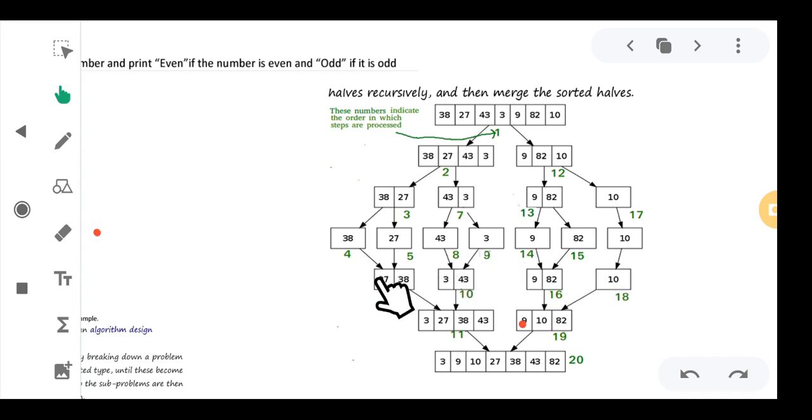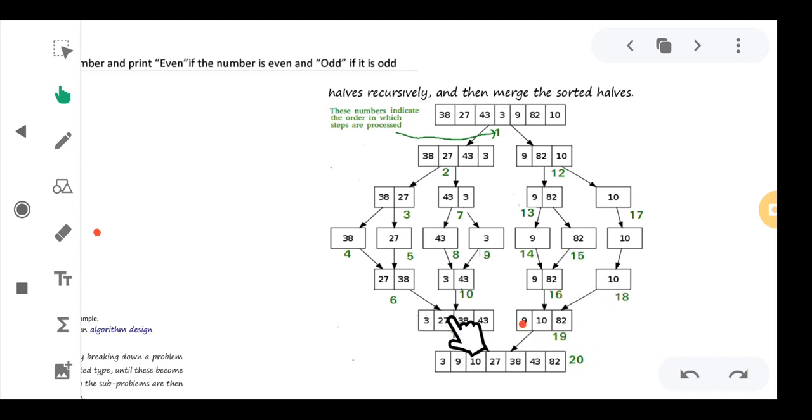Now we are trying to arrange these two over here, 27, 38 and 3, 43. Among these we have 3 as the least one, then 27, then 38, then 43. If you try to merge between these two, first of all it is 9, then 10, then 82.